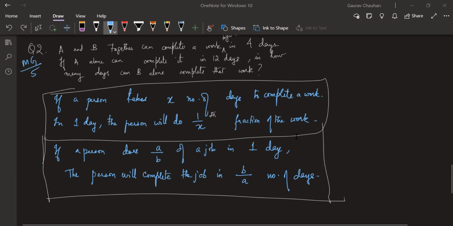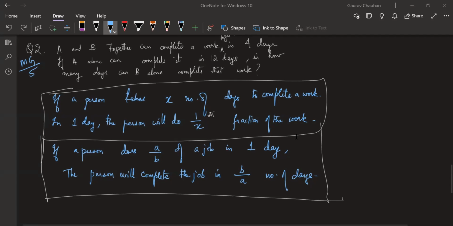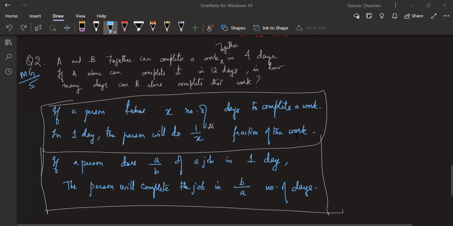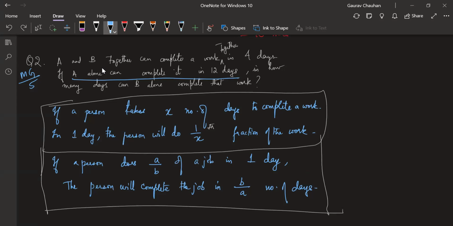What do you think we should do? Sir, first we'll pick variables, sir. What are you picking your variable as? Sir, amount of work done by A in one day will be X. Amount of work done by A in one day, you can simply say by looking at this, no? Yes. A completes in 12 days. So how much work is A doing in one day?